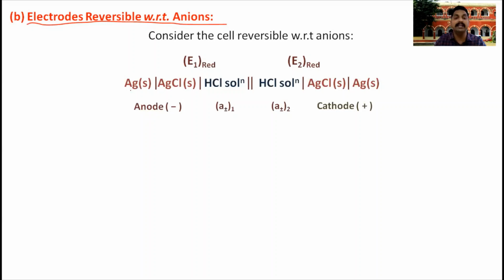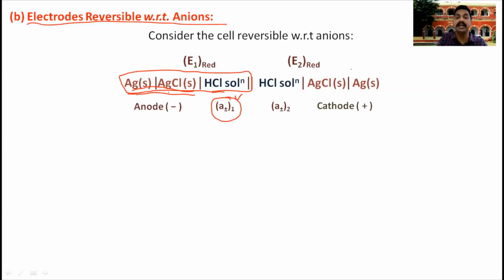Here we are taking silver chloride. This is an electrode. So silver chloride is the electrode and electrolyte is HCl solution. So this is the left hand side half cell, in which silver chloride electrode is dipped in HCl solution, whose activity is a plus or minus 1, which means this is the mean ionic activity.